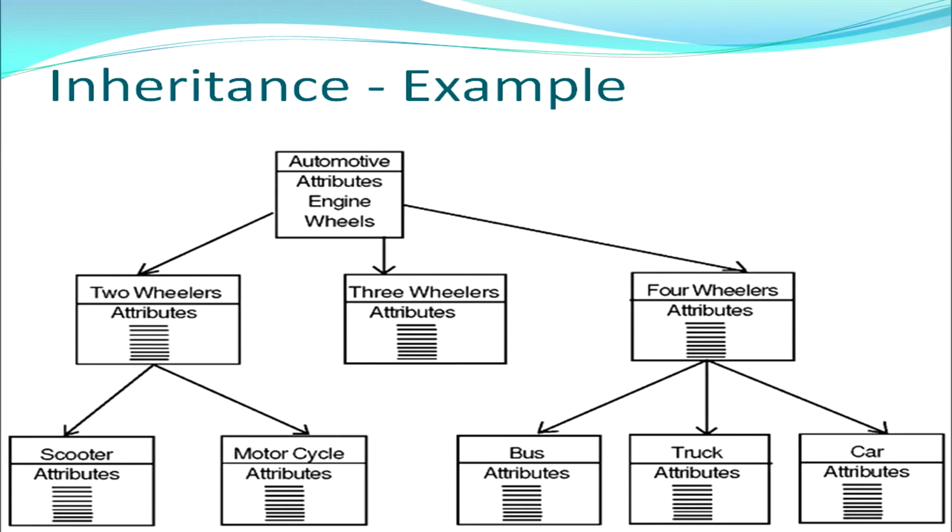This generic classification is shown in this slide, where the topmost class, automotive, is the base class. It has three derived classes, two-wheelers, three-wheelers and four-wheelers. Two-wheelers further has two derived classes, scooter and motorcycle. So, a two-wheeler is a base class for scooter and motorcycle, whereas it is a derived class for the automotive class. Similarly, four-wheeler is the base class for bus, truck and car, whereas it is the derived class for the automotive class.